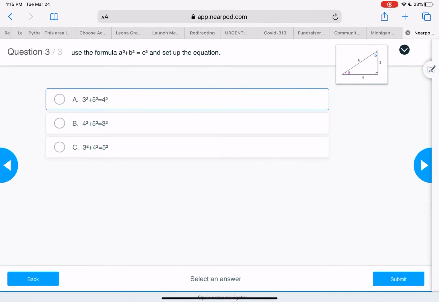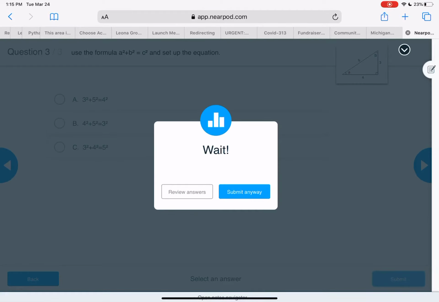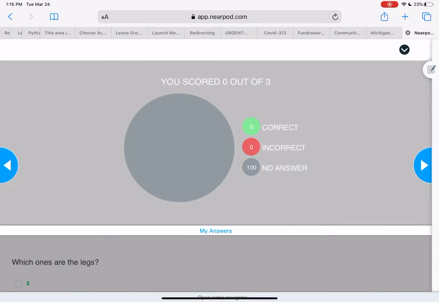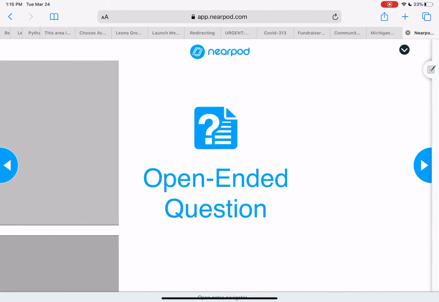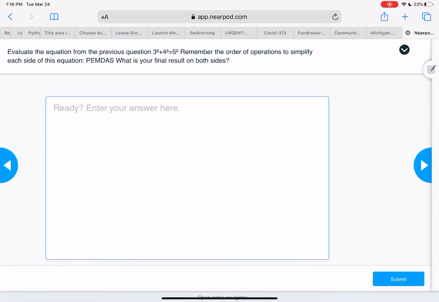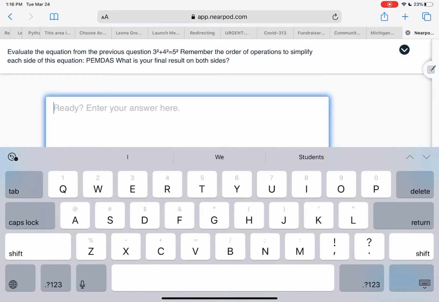Okay, and then when you're done, just make sure that you click submit. And then once you submit, then you'll get your score. Okay, after that, you go into more questions. Again, please read the instructions at the top. It says evaluate the equation from the previous question. Remember the order of operations. So that means parentheses, exponents, multiplication and division, and then adding and subtracting.